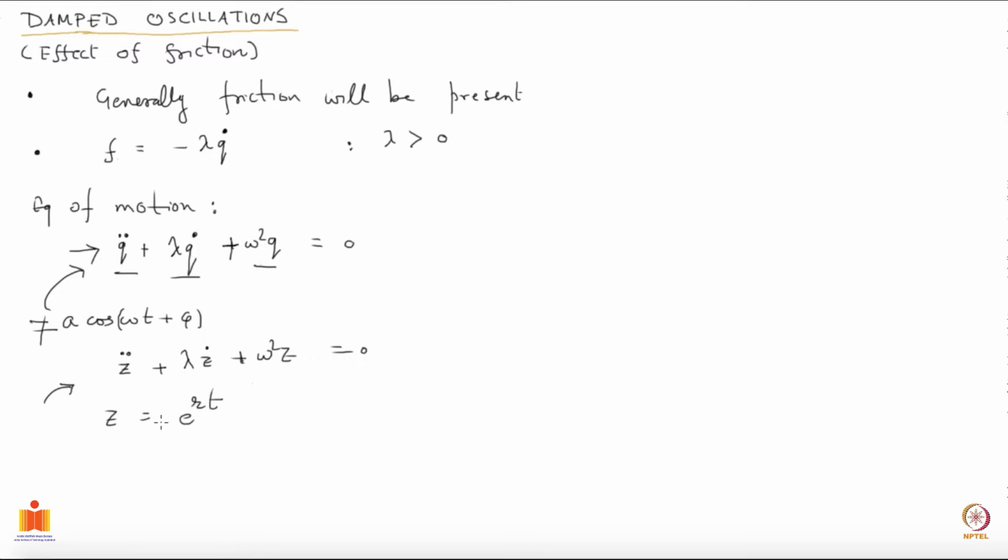So let's substitute z equal to a, which is some constant, times e to the r t, in the equation. When we substitute this, I get immediately r square, which is what you get by doing differentiation twice, plus lambda r, since a single derivative will pull out an r, plus omega square, and a completely cancels out because each term has an a. So this is what we get. And this is a quadratic equation which has two roots.